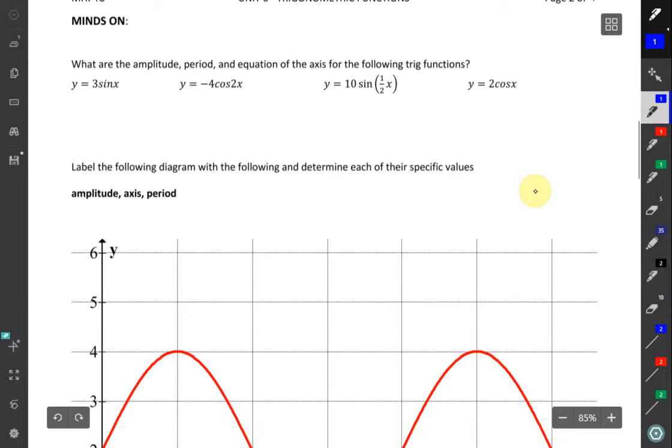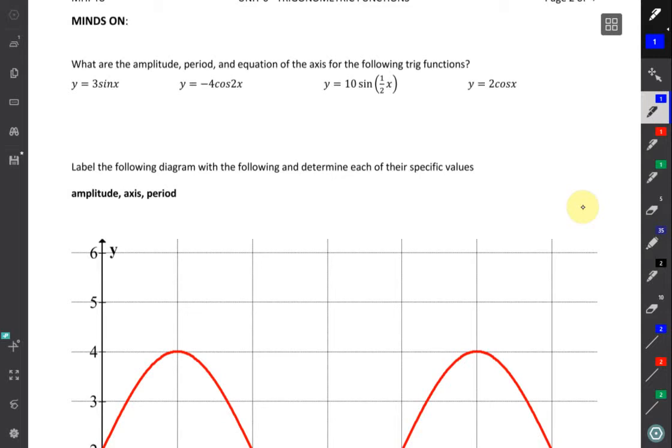Now, for the minds on, I'm going to have you start thinking about some of the skills or the knowledge that you have coming out of grade 11. And so the first thing here is just to ask that you identify these characteristics for each of these functions and also label these characteristics on the diagram that's provided. So if you would just take a moment and do that and then come back and see if you're right.